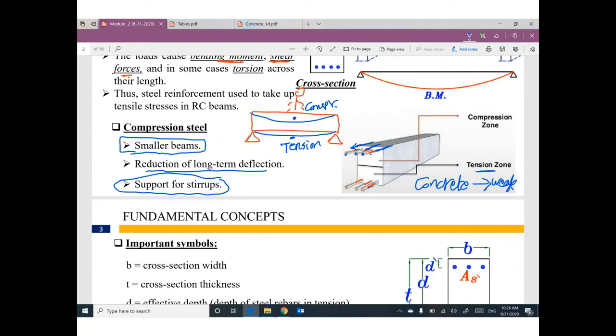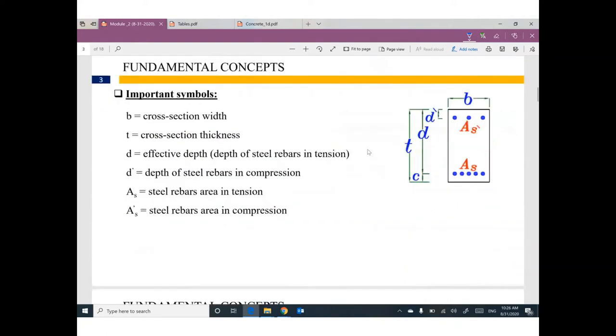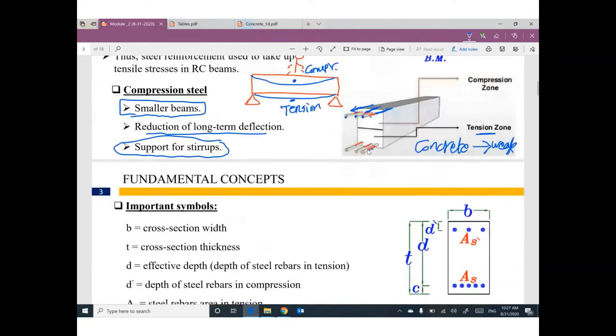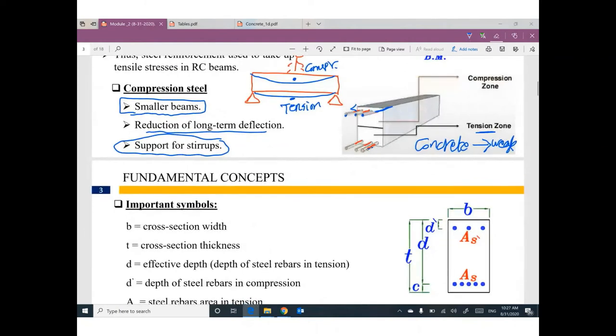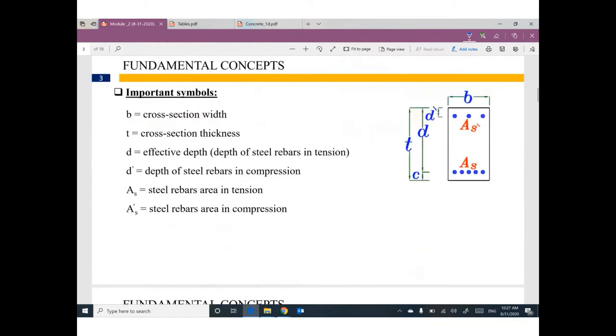So if you draw a cross section for this beam, in general, we have tension reinforcement and we have compression reinforcement. If you make a cut and watch the side view, you will see something like this: the cross section of the reinforced concrete beam.